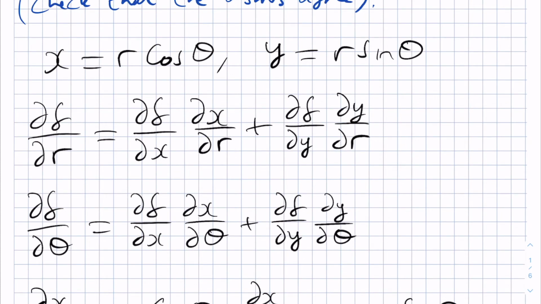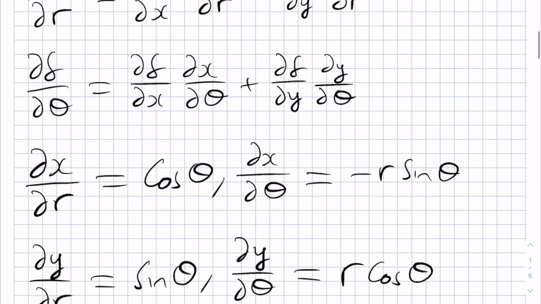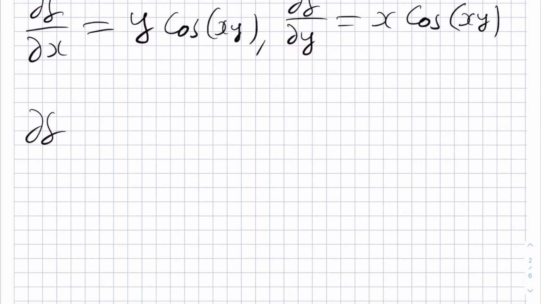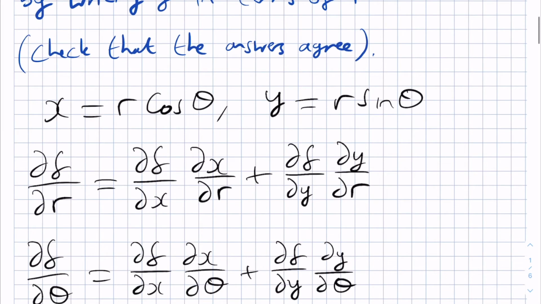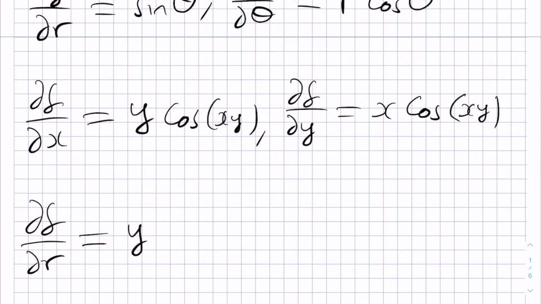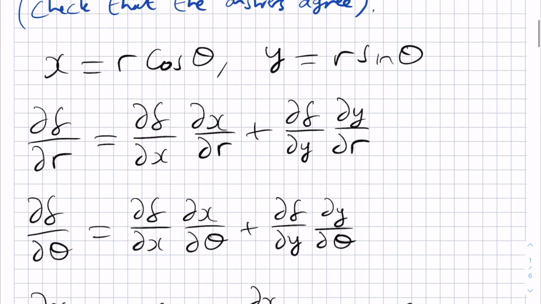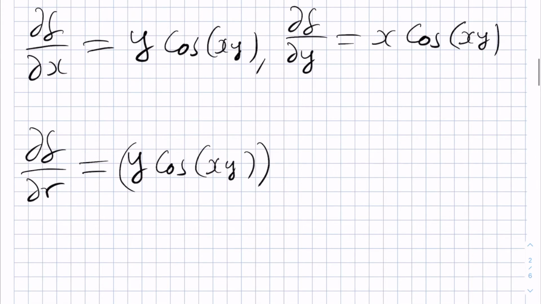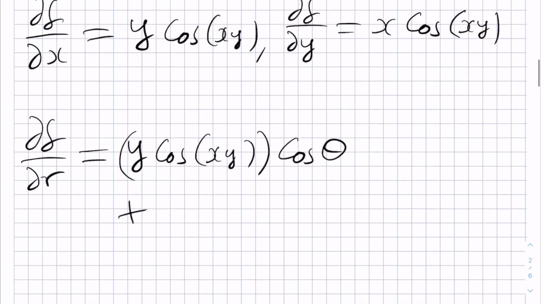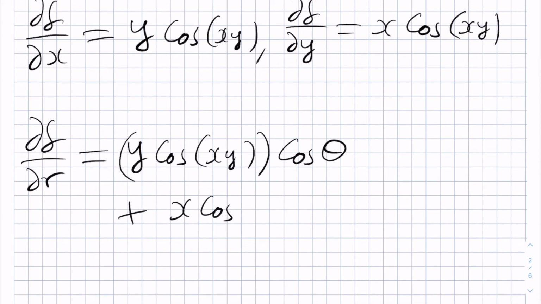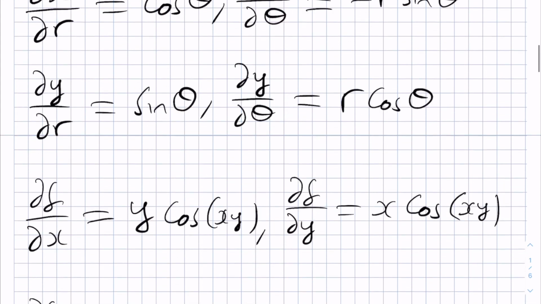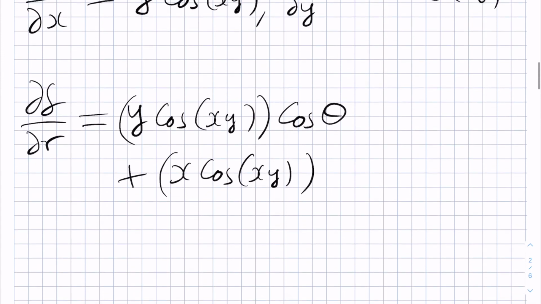First, let's do this for ∂f/∂r. So ∂f/∂r will be equal to, putting in ∂f/∂x, y cos of xy, and then we multiply by ∂x/∂r, which is cos θ. Then the next term is ∂f/∂y, so x cos xy, and then we have ∂y/∂r, which is sin θ.